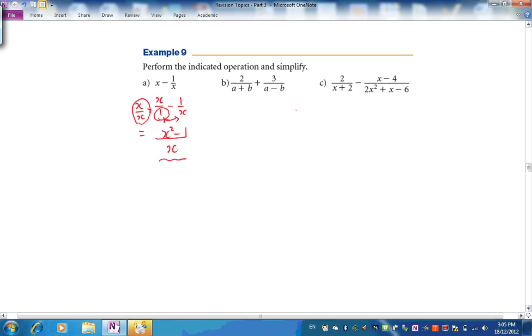Let's have a look at the next one. We have a plus b and a take b. What will the common denominator be? Let's put it all over one line straight away. A plus b by a take b. Let's make the common denominator the simple product. This has been multiplied by a take b. To get the new bottom line, we must multiply the top line by a take b.